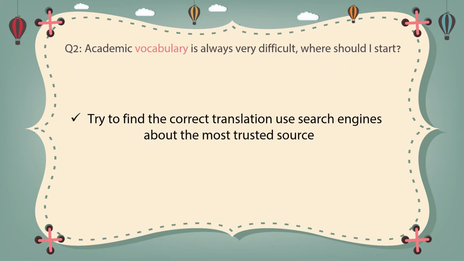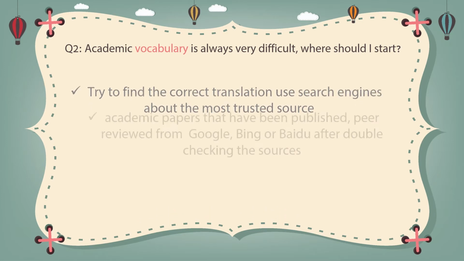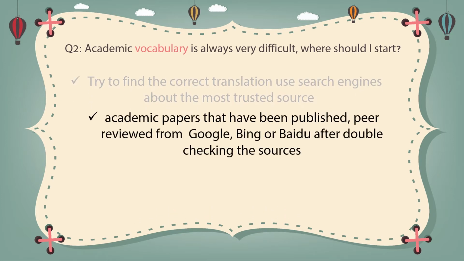You can use search engines, but the most trusted sources are other academic papers that have been published. That means that have been reviewed by other experts in your own field. And Google or Bing or even Baidu can help you access those academic papers. But again, you should always double check your sources. Find words that have been published.